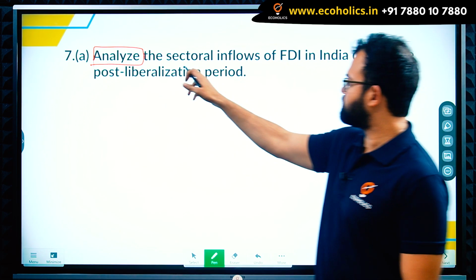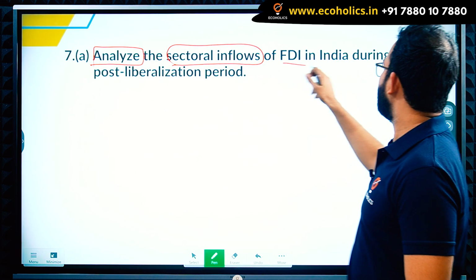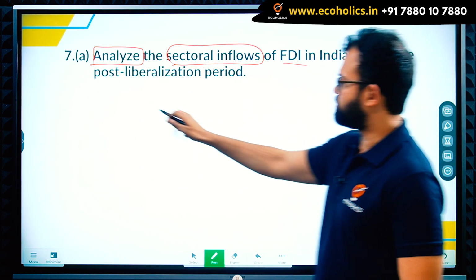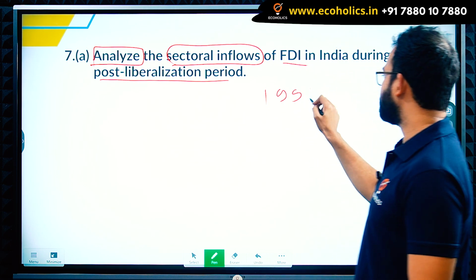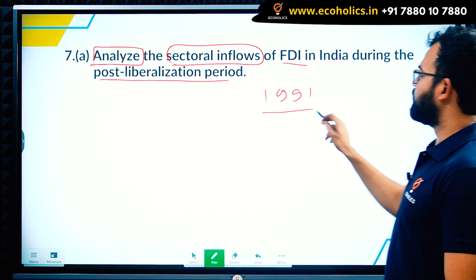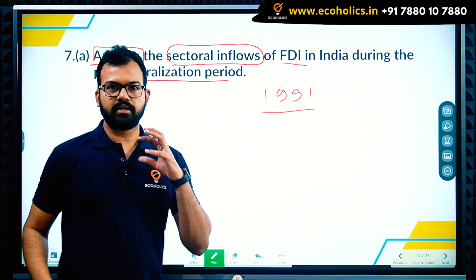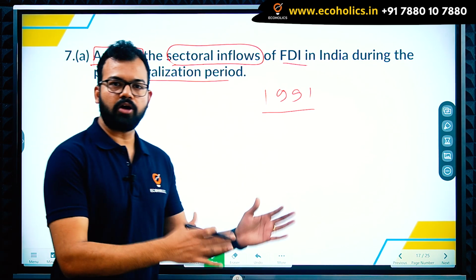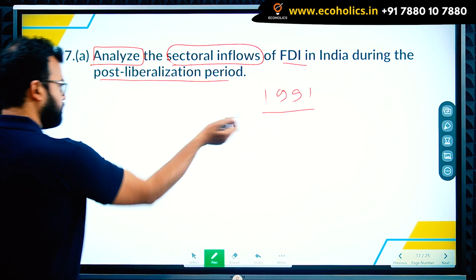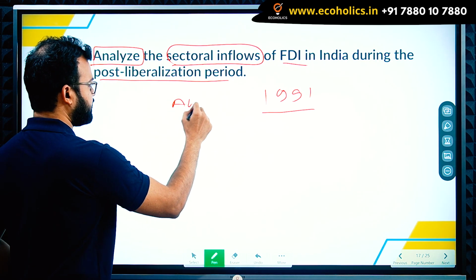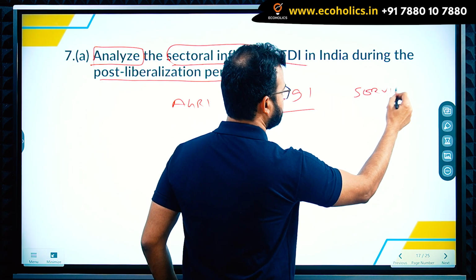Analyze the sectoral inflows of FDI in India during the post-liberalization period. Here, post-liberalization period means 1991, and after 1991, sectoral inflows of FDI. In 1991, the Indian economy took a major sectoral change. What is that change? Before 1991 it was an agrarian economy, but directly it moved to being based on services.